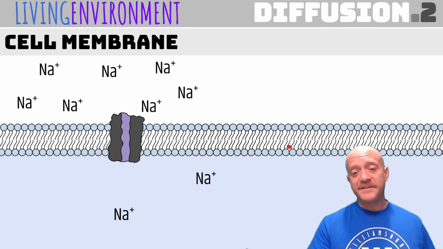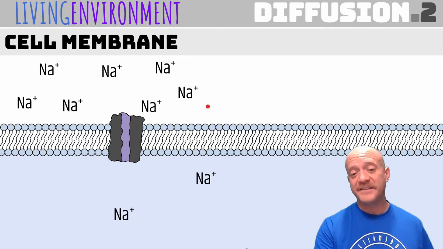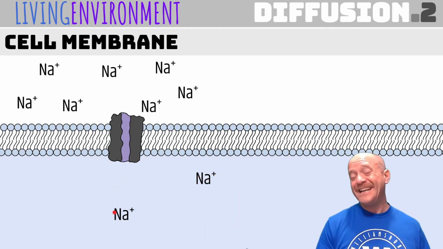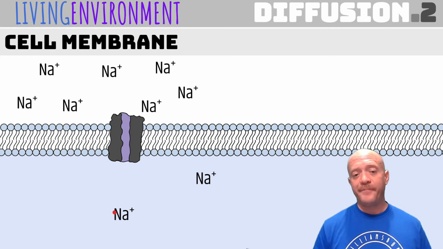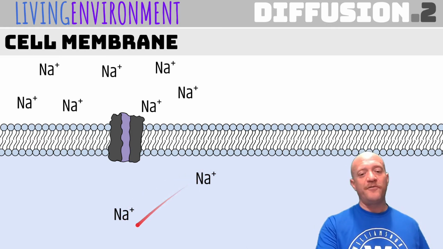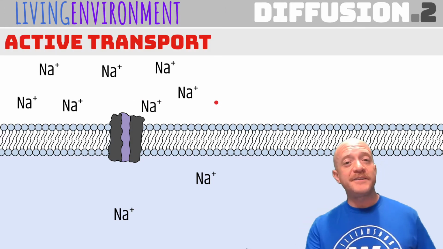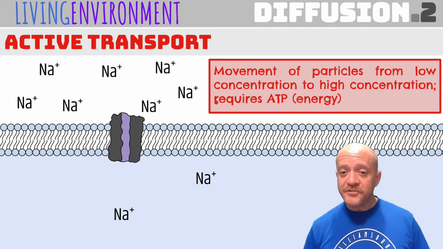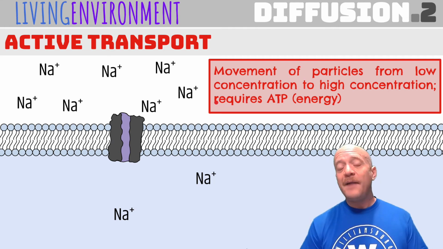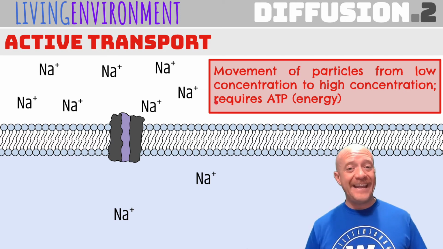All right, so sometimes you're going to have a large concentration of particles outside of a cell and a low concentration of particles inside of the cell. And in the case of these sodium ions, they can be toxic if they build up inside of a cell, so the cell wants to get rid of them. However, it's not possible to go from a low concentration to a high concentration. It won't do that naturally. It requires something called active transport. And active transport is the movement of particles from a low concentration to high concentration. And because it's going against this gradient, it requires energy in the form of ATP.